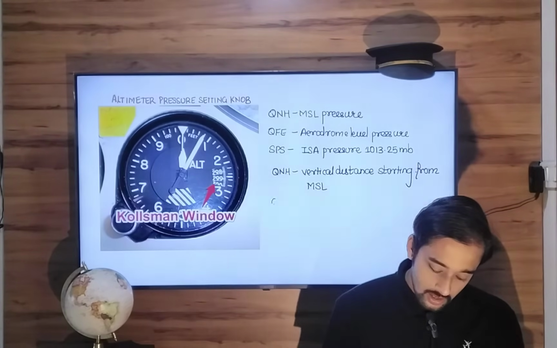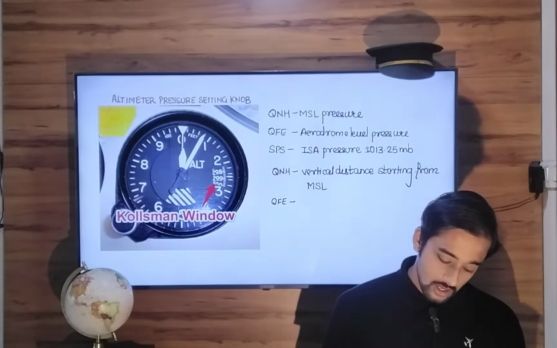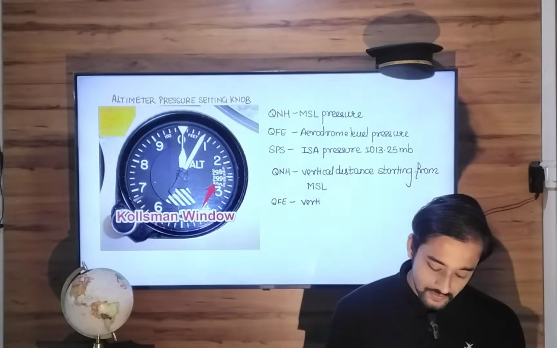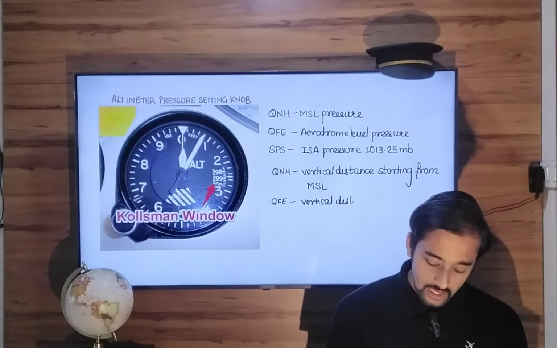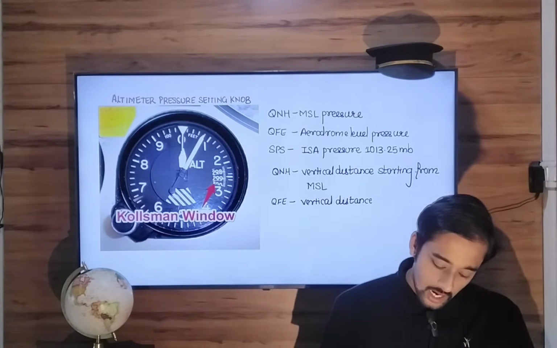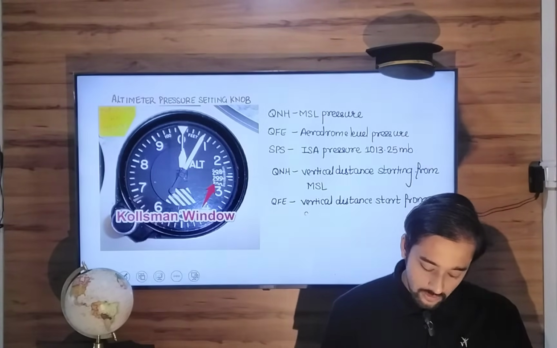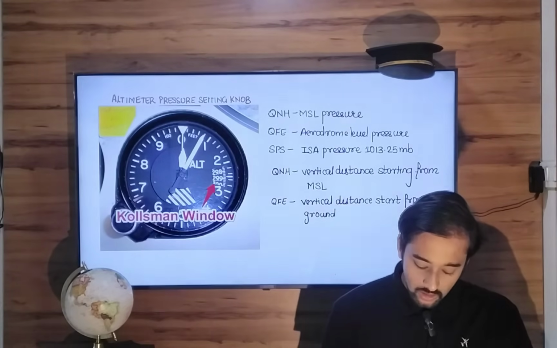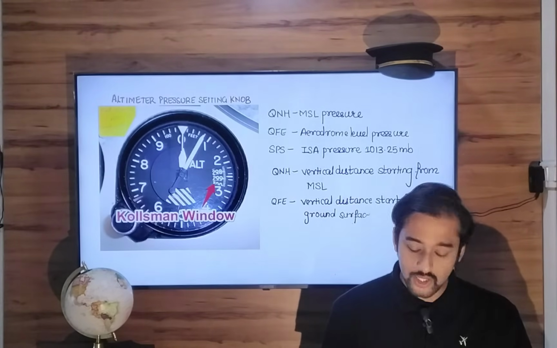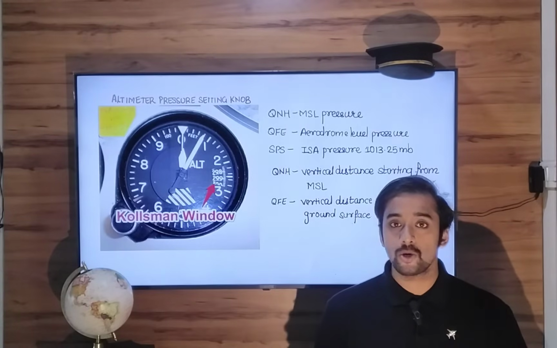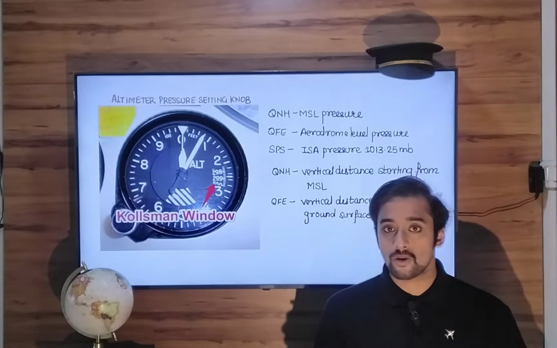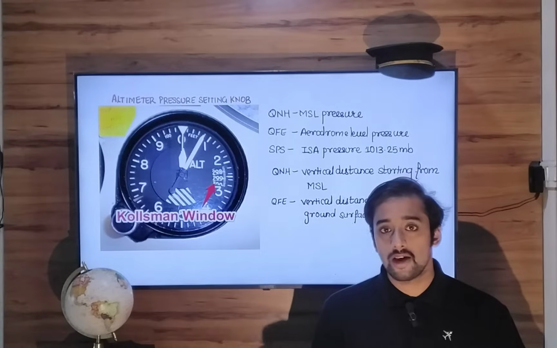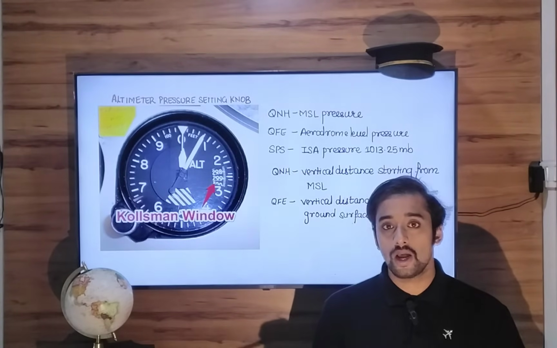If you put QFE in the altimeter setting window, your vertical distance will start from ground surface. Okay, that is your QFE, aerodrome level pressure. So if you put QFE pressure setting in the window, the vertical distance will be beginning from the ground. It can be your aerodrome level, a ground level below you. So that vertical distance is called height. In case of QNH, the vertical distance is called altitude.